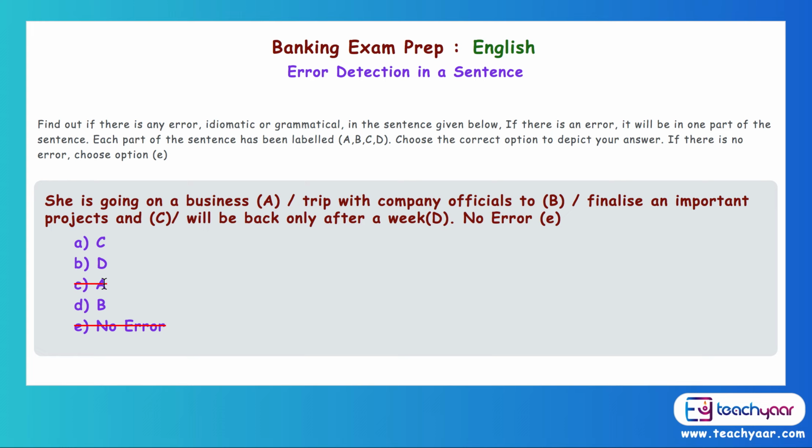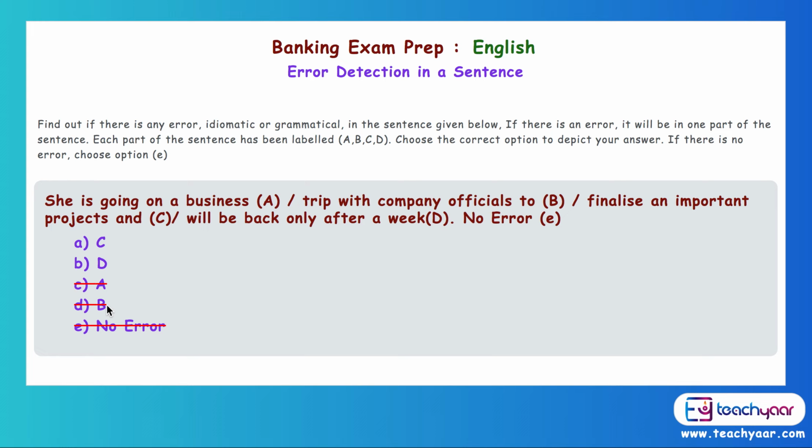Business trip with company officials too. So B is okay. To finalize an important project. And obviously the error is here. Why? Because you are saying finalize an. An means an important means only one. An important projects, that is plural, so that's wrong. It should be singular. An important project. Or you should not have an at all. You should say finalize important projects.